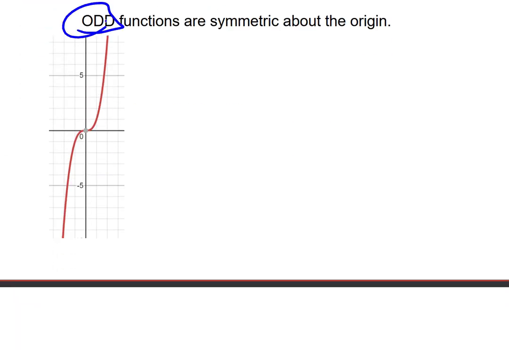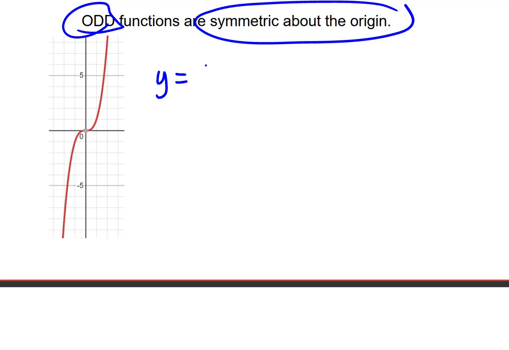Odd functions are symmetric about the origin. And so let's take a look at an example of one of these such functions, like y equals x cubed. And you'll notice already visually it does not have the same y-axis symmetry like x squared does. Otherwise, this graph, when folded over the y-axis, would not land on itself. It would be missing or shifted over.